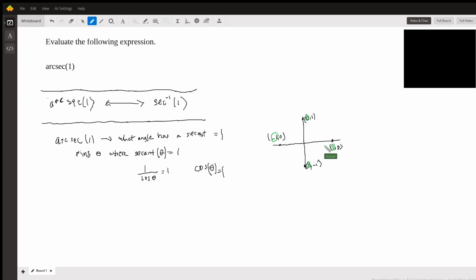So the only solution here is that theta is equal to 0, because that's the only time that the cosine is equal to 1. Here the cosine's 1, here it's 0, here it's negative 1, here it's 0. So it's a fairly simple thing to find if you know your unit circle.